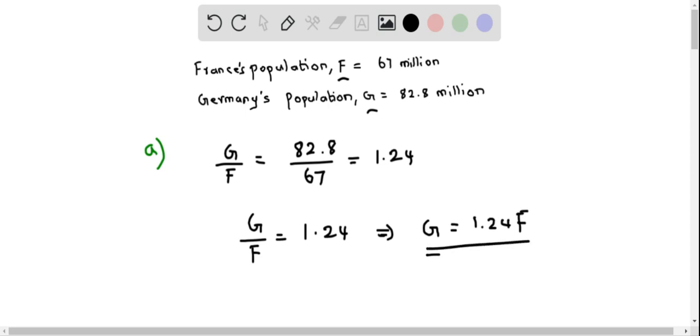So this equation can be expressed in words as Germany's population is 1.24 times as large as France's population. So the answer to part A is 1.24.